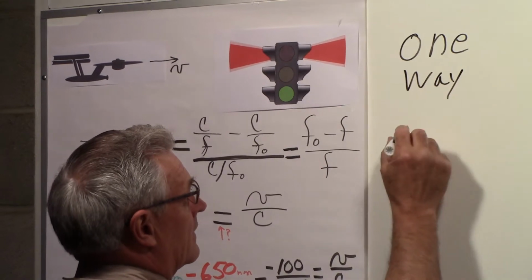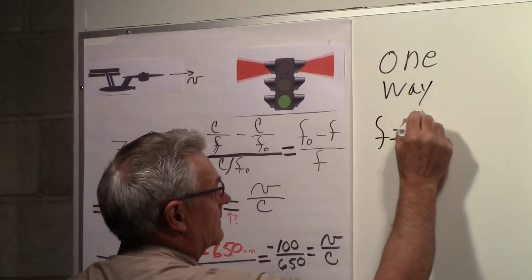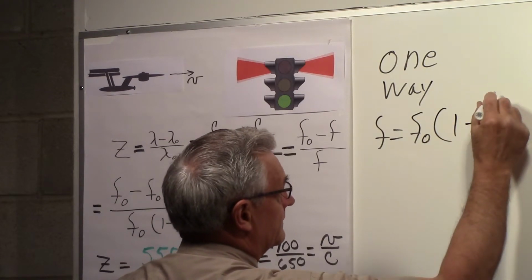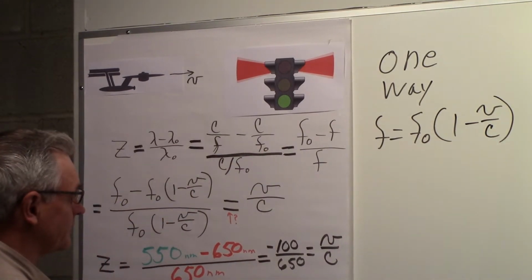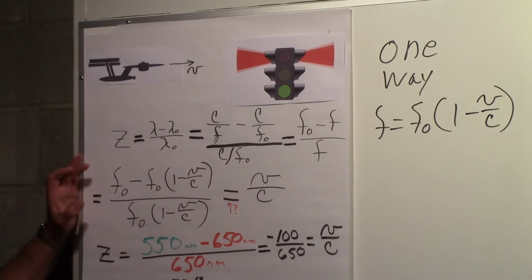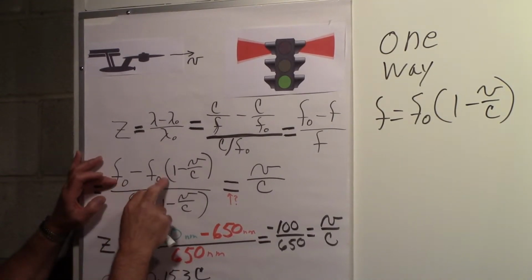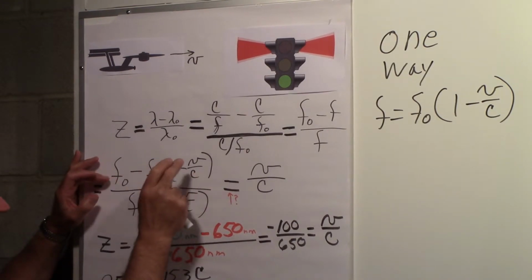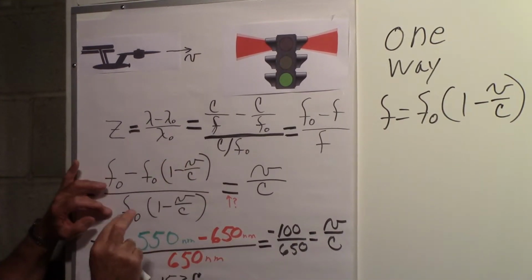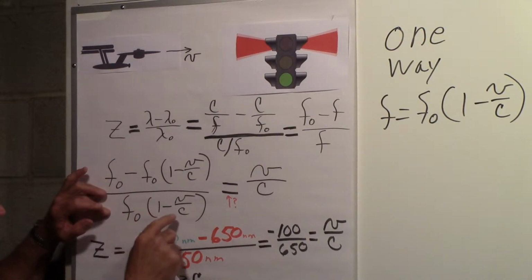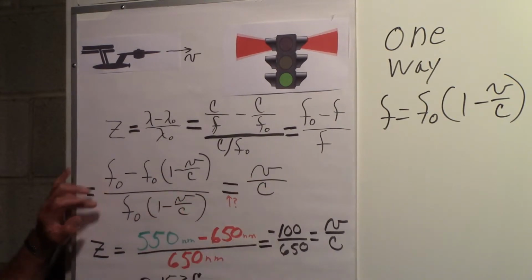The frequency was f0 times 1 minus v over c. If we make that substitution, in the numerator we'll have 1 minus 1 plus v over c, so we'll just have v over c in the numerator. The f-zeros will cancel out. In the denominator we'll have 1 minus v over c, but v being small compared to c, we can ignore that and we get v over c.